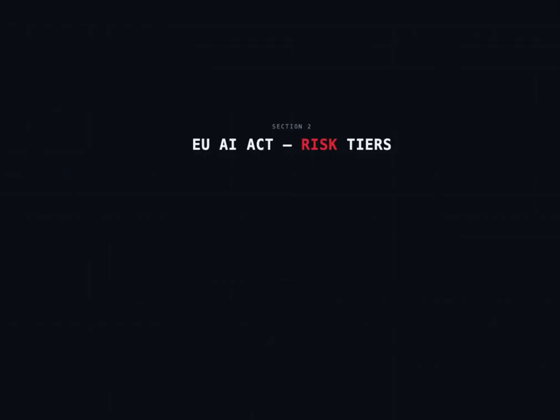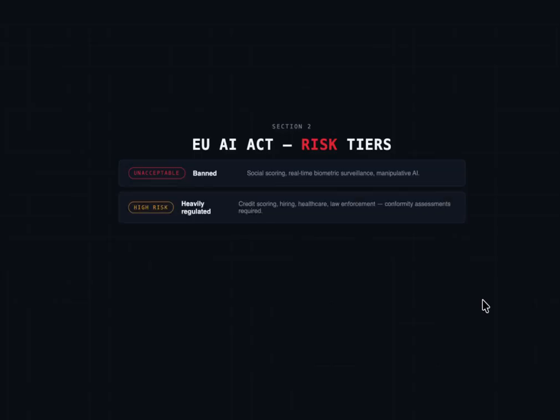Let's talk about the EU AI Act and global regulations. The EU Act is the big one. The world's first comprehensive AI law, and it sorts every AI system into a risk tier. They are unacceptable, high, limited, and minimal. Unacceptable risk is banned outright: social scoring, real-time biometric surveillance, manipulative AI. High risk includes credit scoring, hiring, healthcare, law enforcement. This needs conformity assessments, full documentation, human oversight.